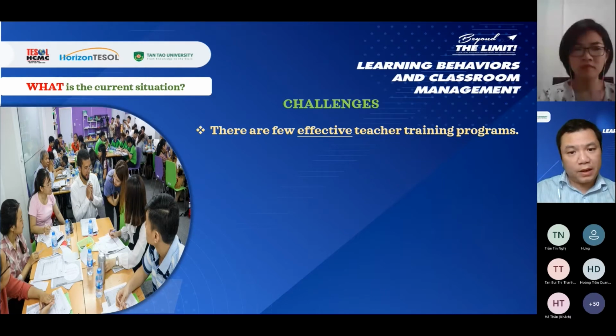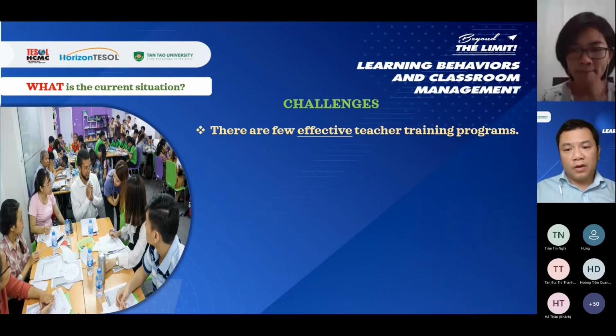I emphasize the word effective because there are already several teacher training programs in which they train the teachers to teach the subject in English, such as Hanoi University of Education or Hue University of Education. They already have programs to train the teachers to teach math and science in English. However, those are not effective. How can I say so?